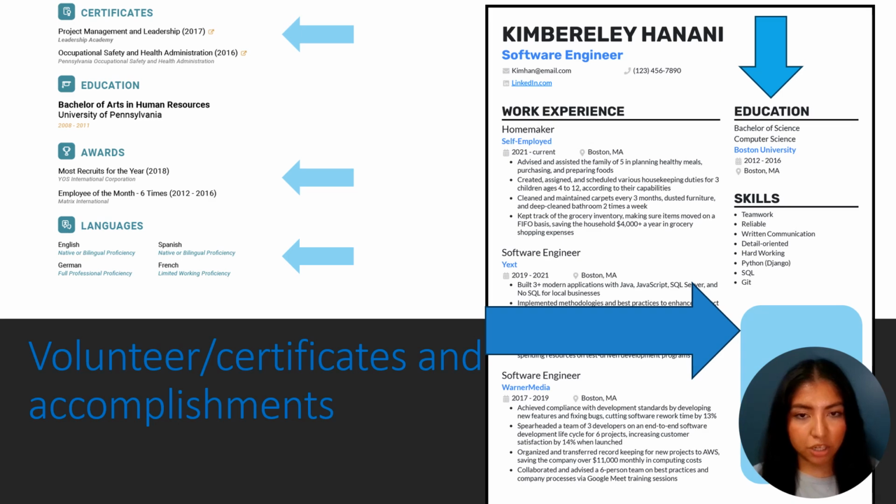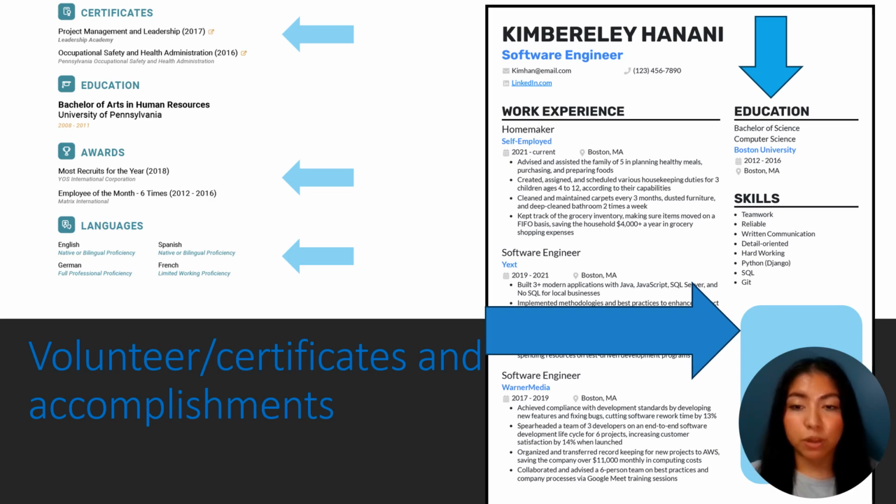In this next section of your resume, we'll talk about the volunteer work, certificates, and accomplishments that you may have and want to showcase on your resume. In this section, you can also include if you speak more than one language and your proficiency, any awards you have accomplished, and any education or certifications that you may have. This will set you apart from other applicants.